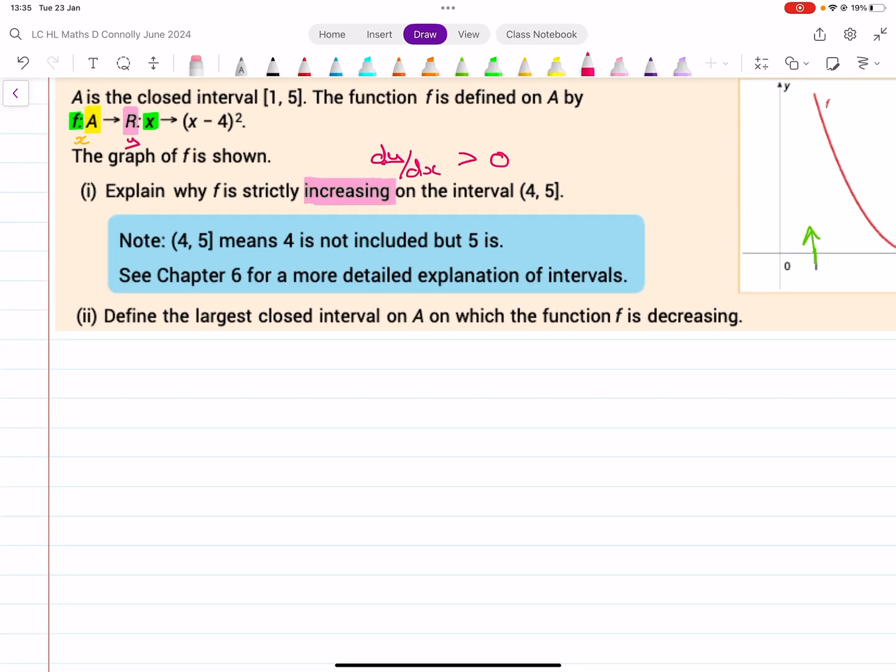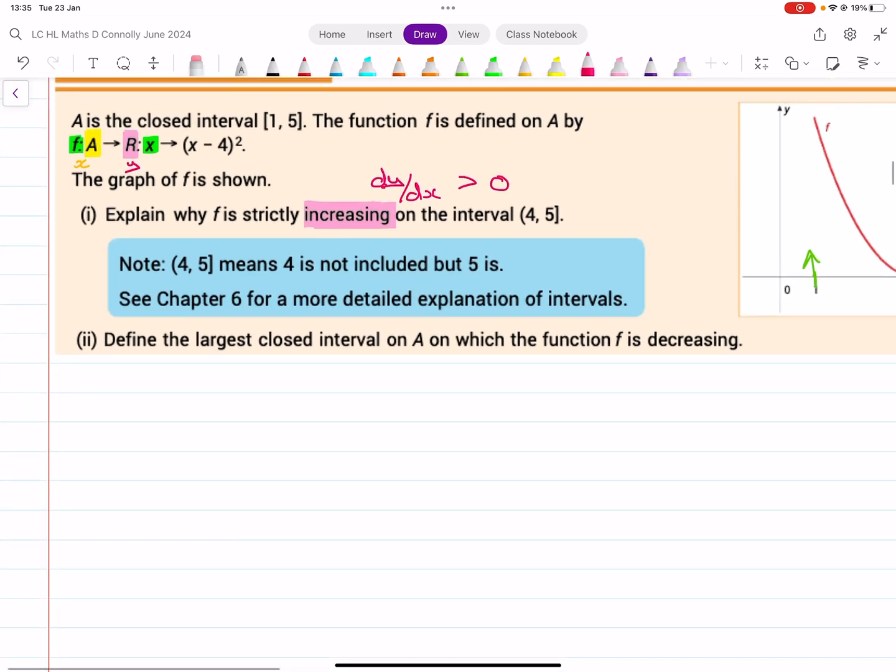Okay, so they're saying here that it should be increasing between 4 and 5, but not including 4. So the first thing we have to do is get the derivative. This was defined as f of x, so the derivative is technically f dash x. It's a chain rule, so we bring down the 2, write the bracket unchanged, reduce it by 1, and multiply by the derivative of the bracket. So that just becomes 2 times x minus 4. Now we want this to be greater than 0.